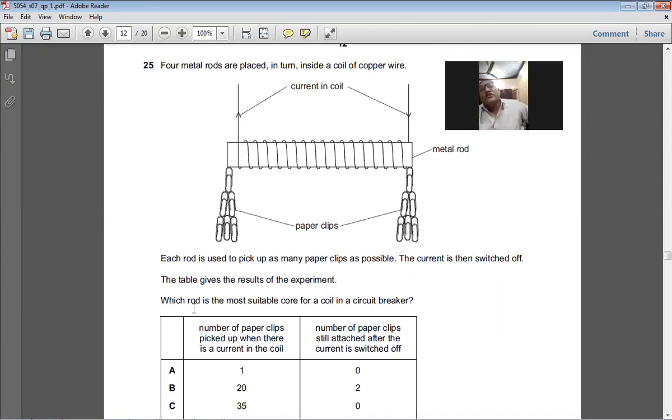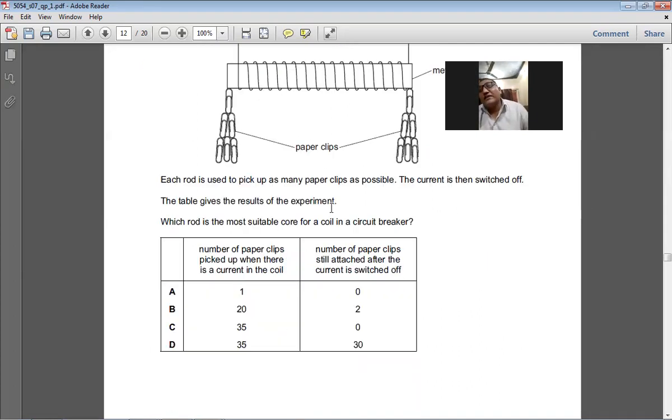So which rod is the most suitable core for a coil in a circuit breaker? The one which picks up the maximum number of clips when the current is flowing through that coil, and it immediately loses all its magnetism once the current is switched off. It should pick up the maximum number of paper clips, and the number of paper clips should be 0 when the current has been stopped. So I think C looks the best option, sir.